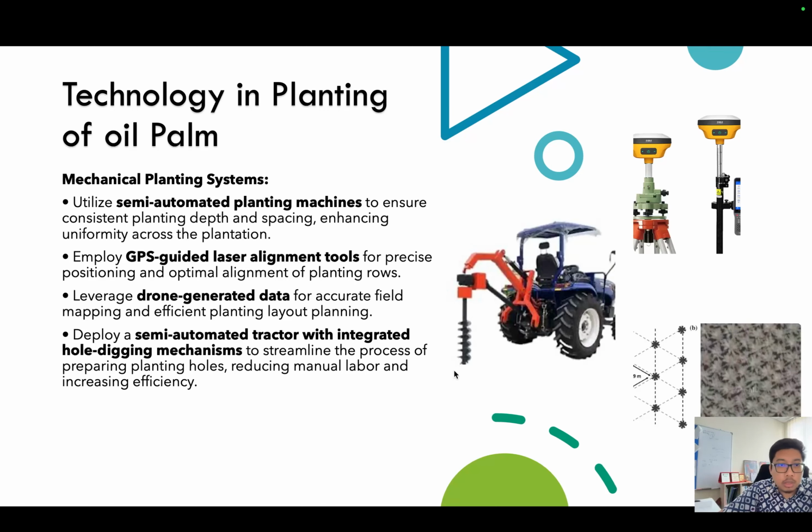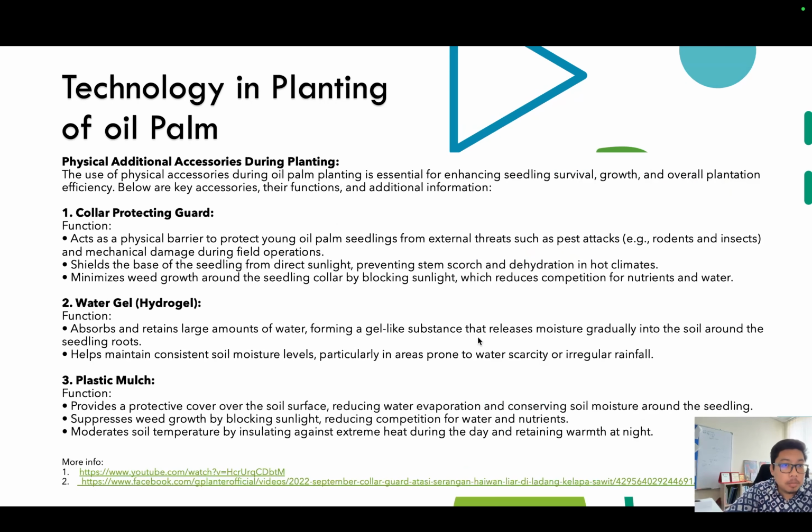But in agronomy, the best practice is to get a bigger hole lah, not by using auger ni lah. But that is the current technology lah. Nak buat besar tu susah. Itu one of the option. So technology in planting of oil palm.